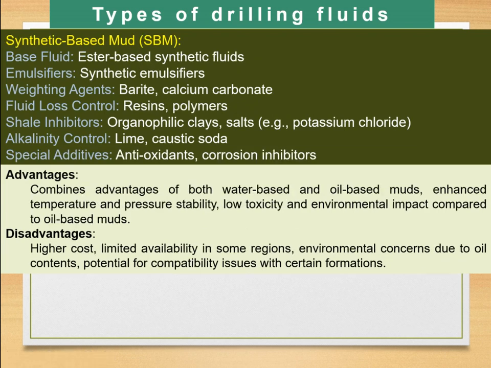That is why the third type of fluid was introduced, that is synthetic based mud. Synthetic means which can be fabricated artificially. Base fluid is here ester based or synthetic fluids. Emulsifier is synthetic emulsifiers. Weighing agents like barite, calcium carbonate can control the density of the fluids. Fluid loss control by resins, polymers. Shale inhibitors are again organophilic clays, salts. Alkalinity control by lime, caustic soda.